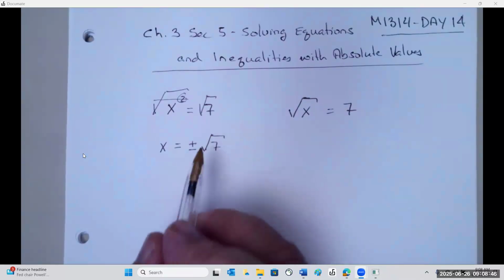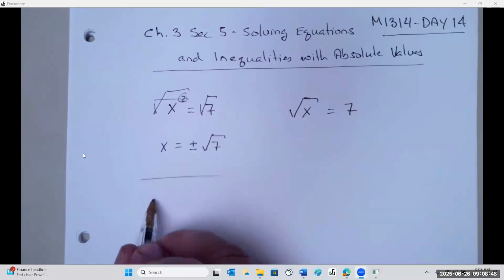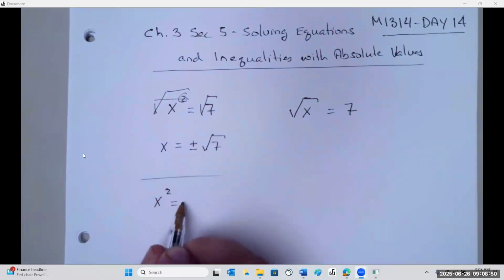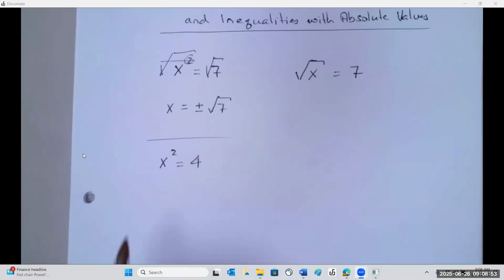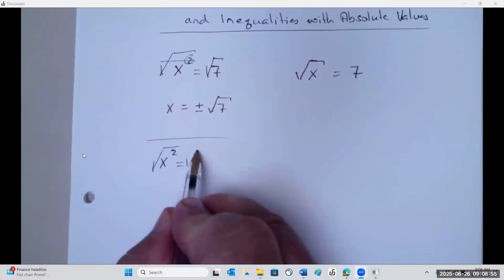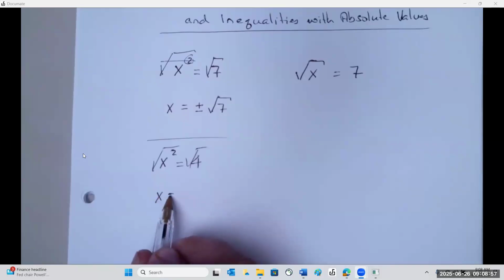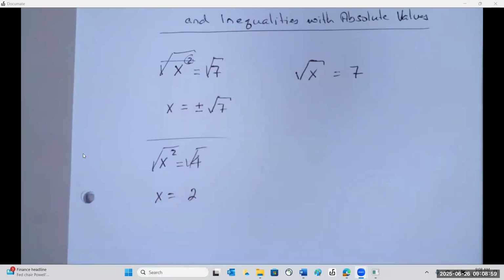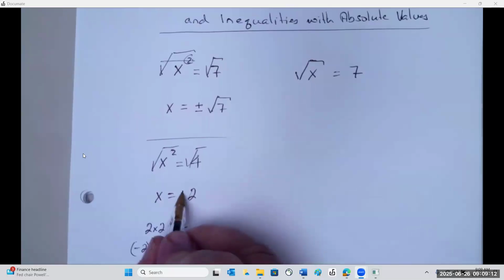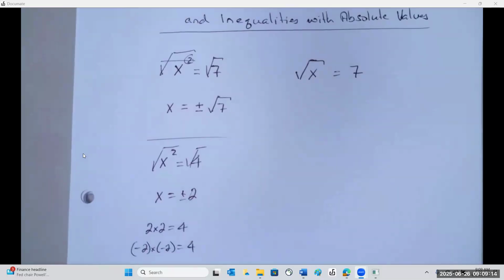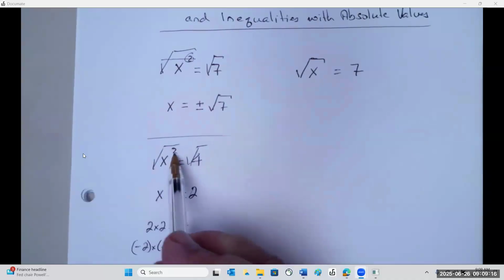Because of what this means, let's look at a simple one. Let's say we have x squared equals 4. When I square root this, x can equal 2. We know that, because 2 times 2 equals 4. So does -2 times -2, that equals 4. That's why we put a plus or minus. It's two solutions, like I said.